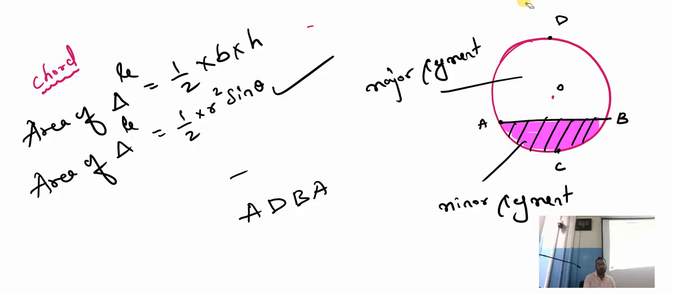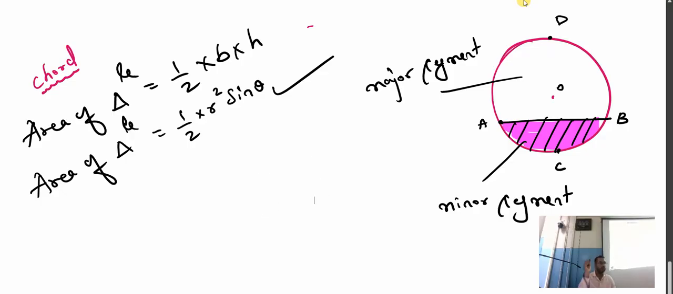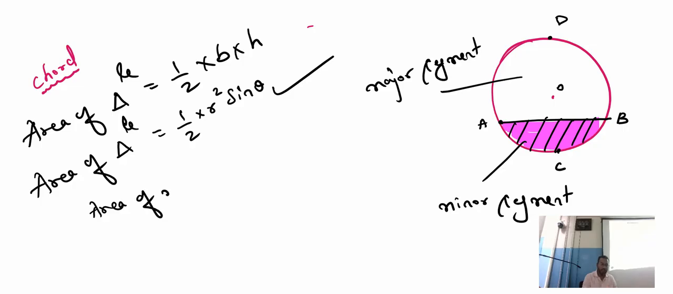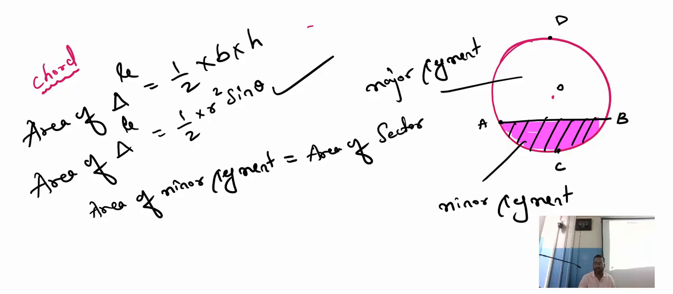Done. Now write down the formula. Area of minor segment. Make a note. Area of minor segment is equal to area of sector minus area of triangle. Area of sector OACBO. Correct? Yes or no? What is the sector name here?